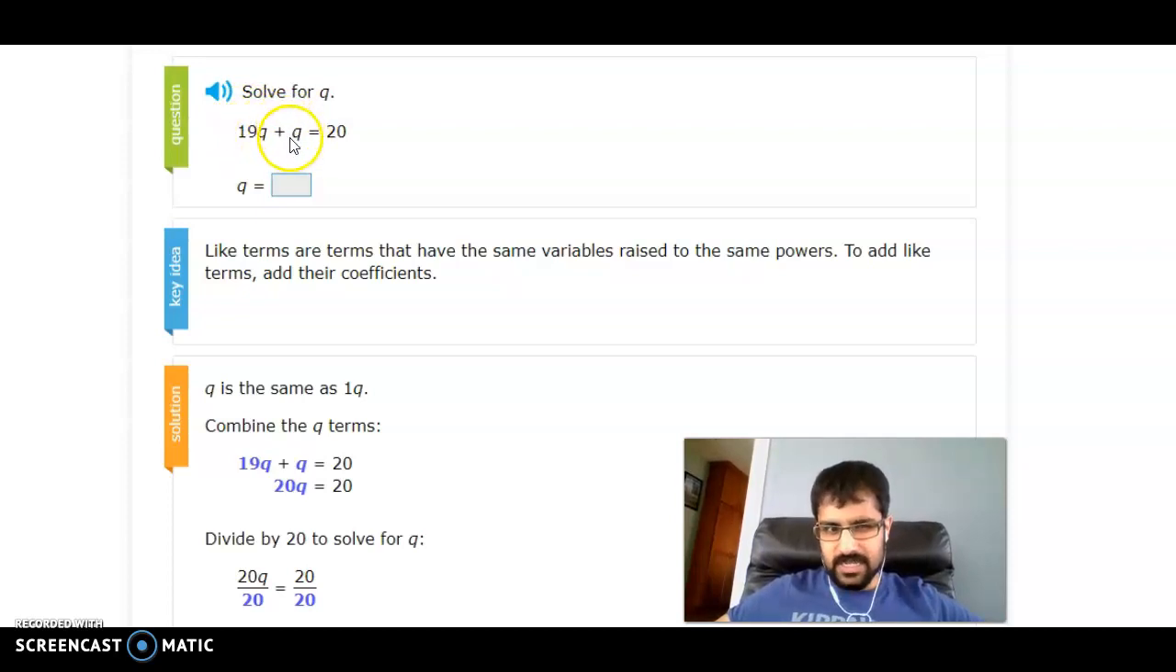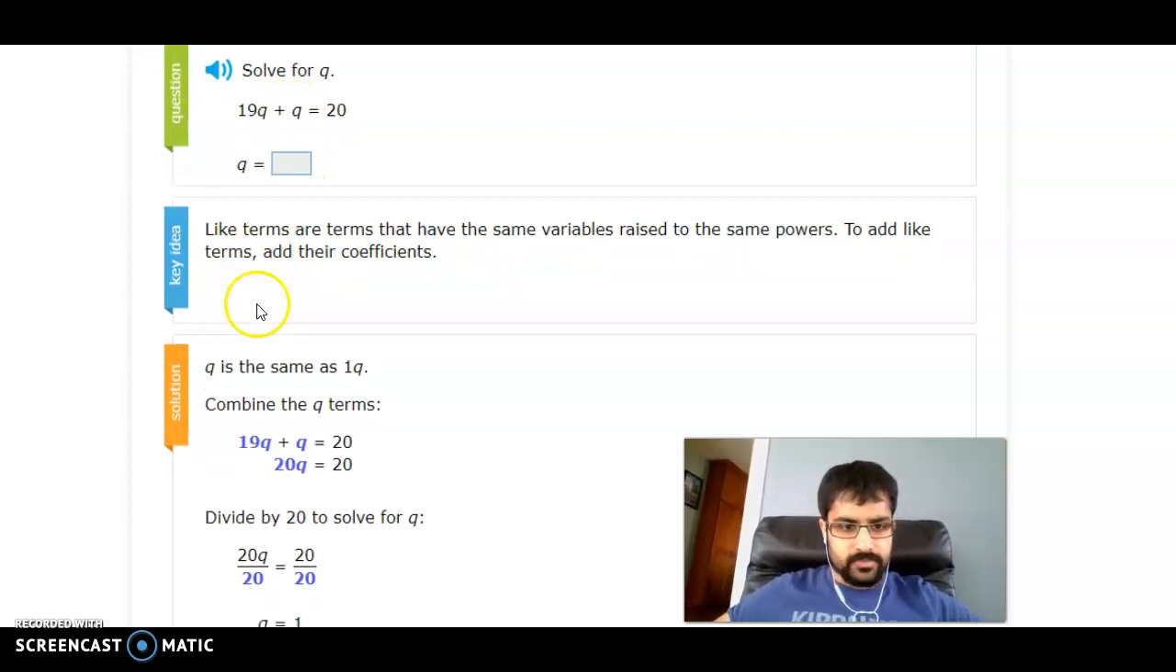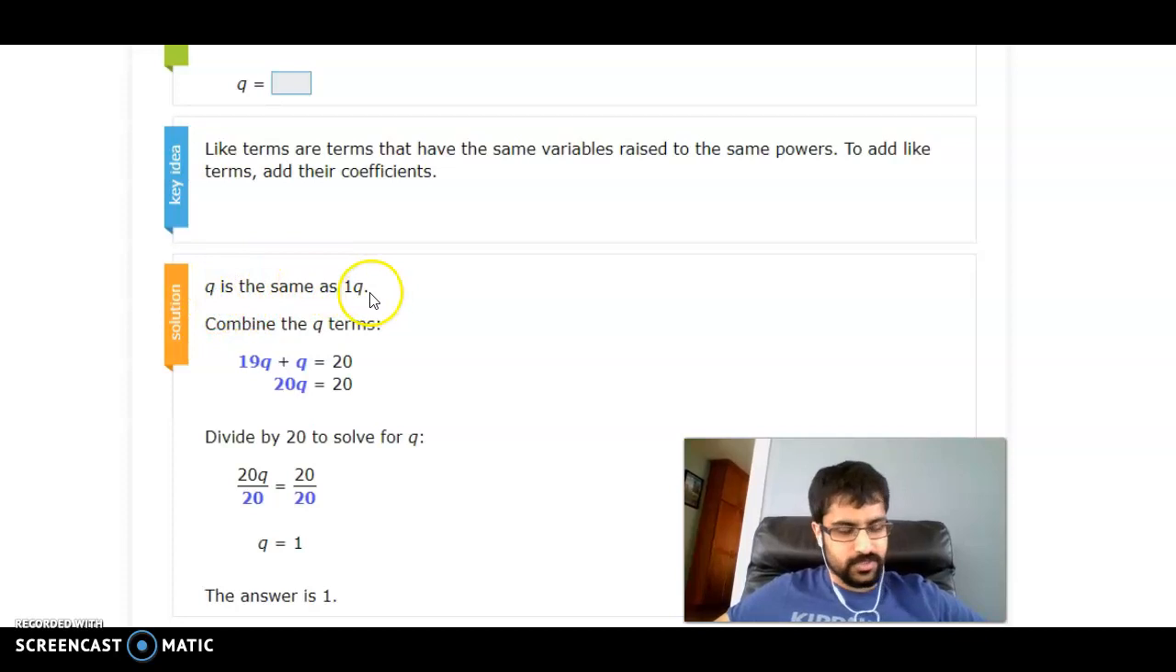Here I don't see a number, but that really means that hidden there is the number 1. Okay, so I've got q, same as 1q, like we just said. I can combine those by adding that 1q to this 19q. That leaves me with 20 q's.